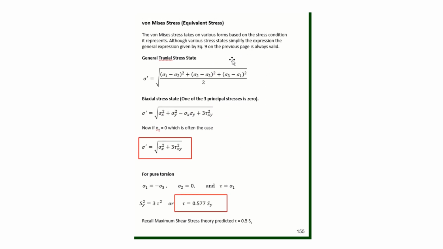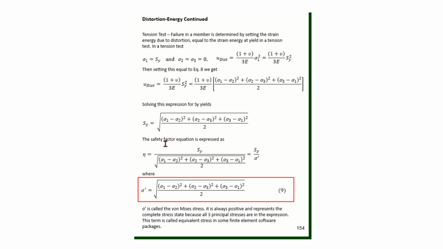So as a review, this is a critical equation to remember for a biaxial stress state when sigma y equals 0. And this is a critical equation to memorize that represents the von Mises stress at any stress state. And here we have our safety factor equation, which is essentially the yield strength Sy divided by our von Mises stress.